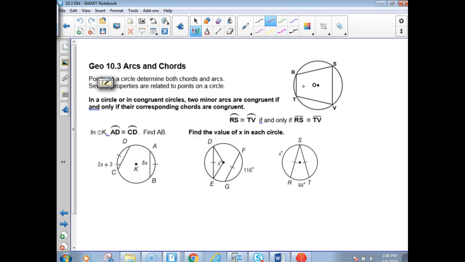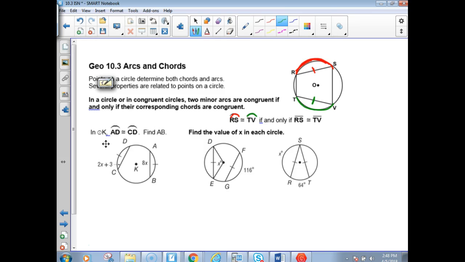So what that's saying is, if RS right here is congruent to TV, this is in our ISN, that is, if that's true, it's true if and only if those chords were also congruent. So this chord would have to be congruent to this chord, the ones that they're made by, okay? The endpoints of the chord are the same as the endpoints of the arc.